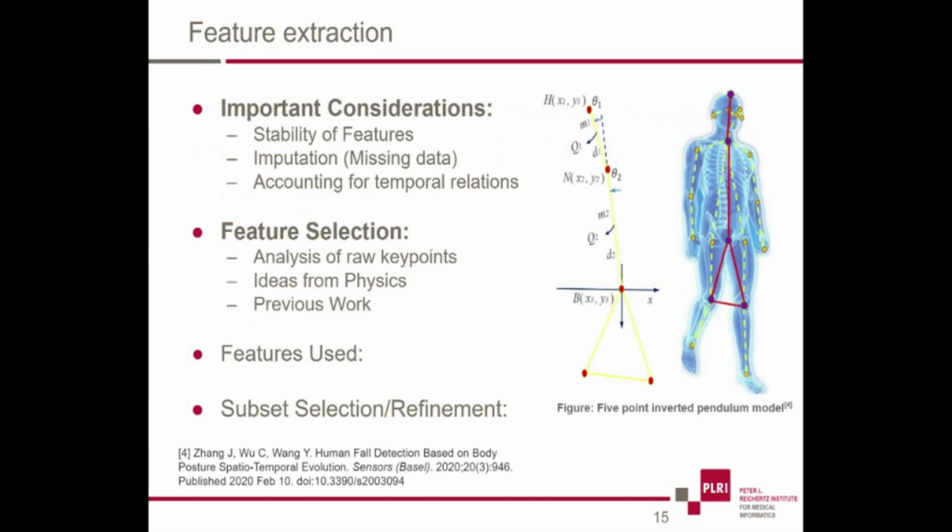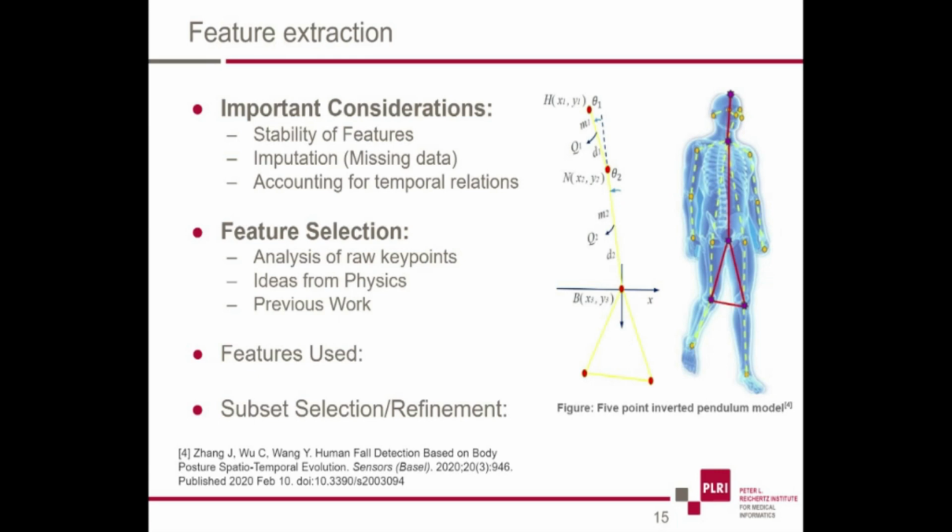Some important considerations for choosing features are: first, stability of features. Small inaccuracies and a few missing data points should not have a drastic effect on the result. Temporal continuity of features should be maintained throughout the sequence of frames. Next, we should ensure that our features correctly account for the temporal relations between frames. Though features correspond to a single frame, they should capture the movement of the person across different frames.